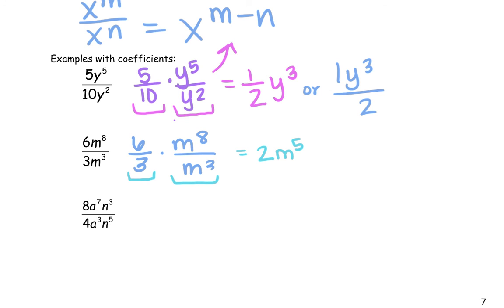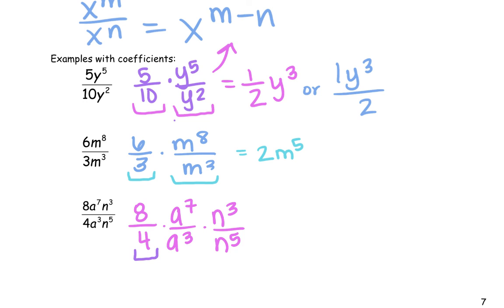Now the last example we're going to look at has a's and n's in it. So what I'm going to do is look at those separately. I'm going to rewrite this as 8 divided by 4, and a to the 7th divided by a to the 3rd, and n to the 3rd divided by n to the 5th. All right?